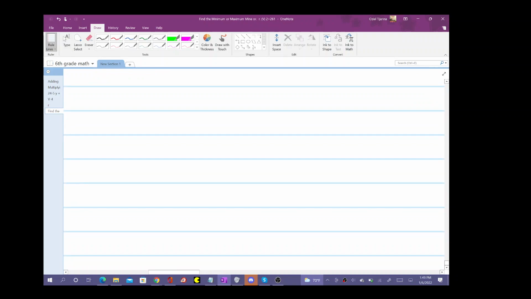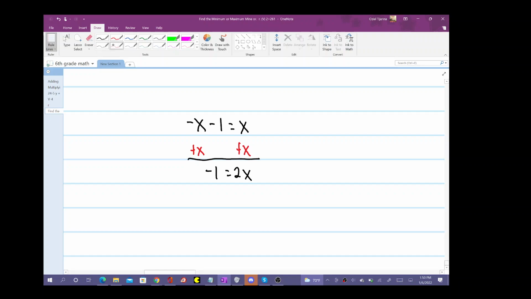So what if I have, for example, negative x minus 1 equals x, right? How do I solve for that, right? So I can add x on both sides and have negative 1 equals 2x, and then I can divide both sides by 2, and I can get that x equals negative 1/2. Okay?